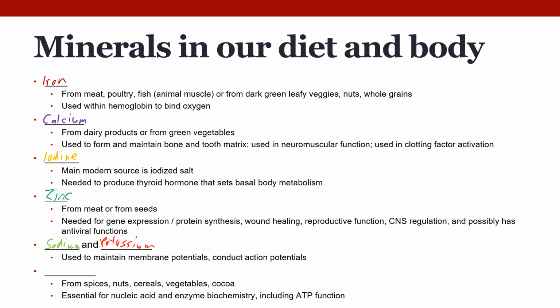And finally, magnesium comes from spices, nuts, cereals, vegetables, and oddly enough, cocoa. So if you ever wondered if there's a health product benefit for chocolate, it's magnesium. It's essential for nucleic acids and for enzyme biochemistry, including maintaining several hundred enzyme functions in your body and maintaining the function of ATP.